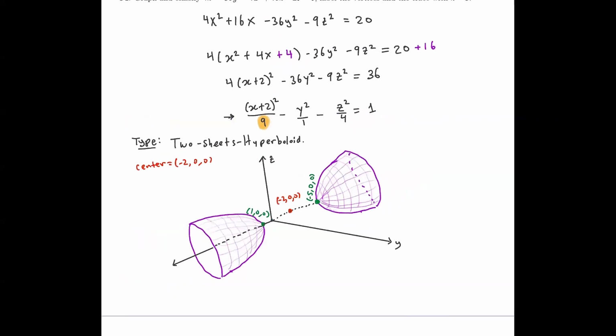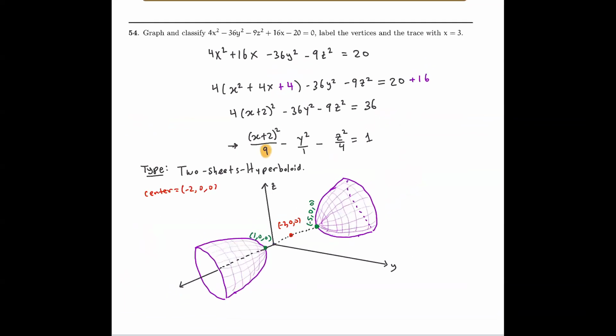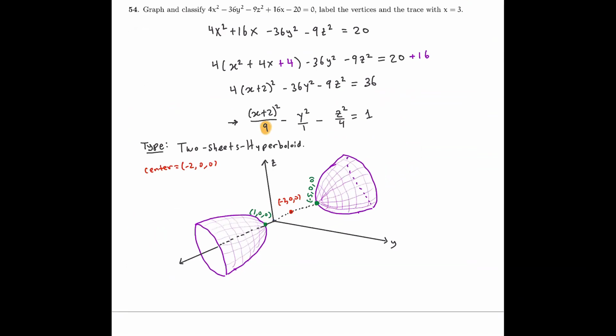What else did they ask? They asked for label the vertices and the trace when x is equal to 3. So far we did everything except for the trace. Let's do the trace here. I'll do a small trace on the right side here at x equals 3. So how do we find the trace when x equals 3? You just replace the x with 3 in it, and we get the following equation.